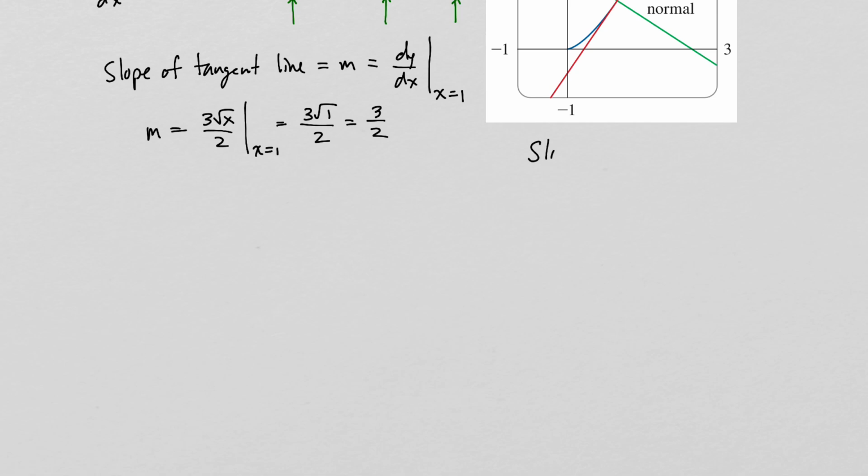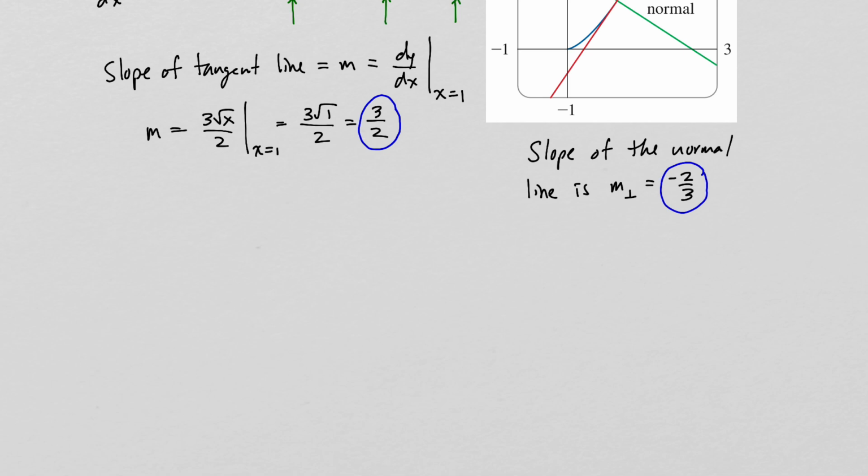Now let's just mention over here the slope of the normal line is, and I'm going to call it m with a little perpendicular symbol, it's going to be negative 2/3. And to know this, you just simply need to remember that if you know the slope of a tangent line, the line perpendicular to it has a slope which is the opposite reciprocal of the other slope. So the opposite reciprocal of 3 over 2 is negative 2 over 3. Now both of these lines intersect the curve at the point 1, 1.